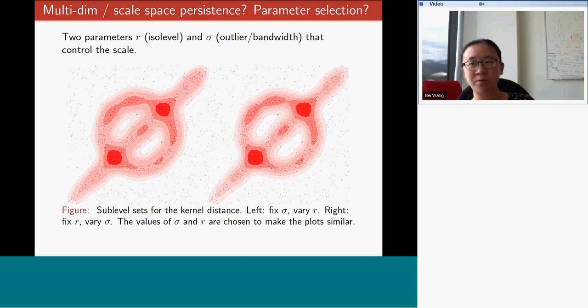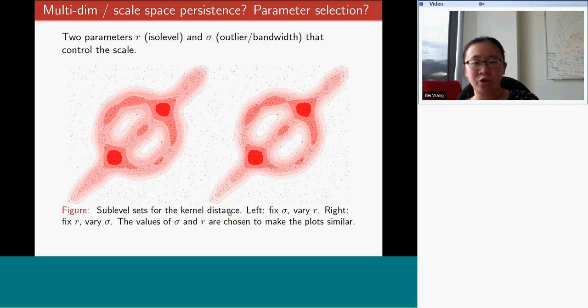And now a very interesting question, which I think is challenging, but it would be nice if we could make progress in this direction. If you're looking at the kernel distance, or even the kernel density estimate, there are two parameters. One is the parameter R, which corresponds to the level or sub-level set threshold, and the other is the parameter sigma, corresponding to the bandwidth of the kernel, or in some sense an outlier smoothing parameter. Both can be used to control the scale. So usually this corresponds to some sort of multi-level persistence or scale space persistence. The most interesting question is how do you choose the right parameter, or how do you choose the right pairing between the parameters?